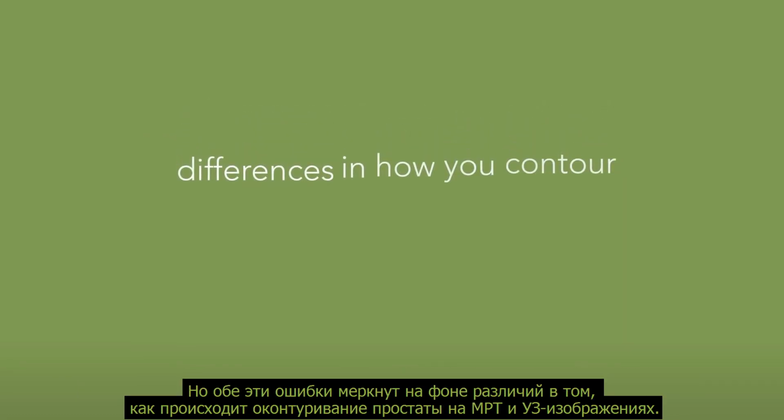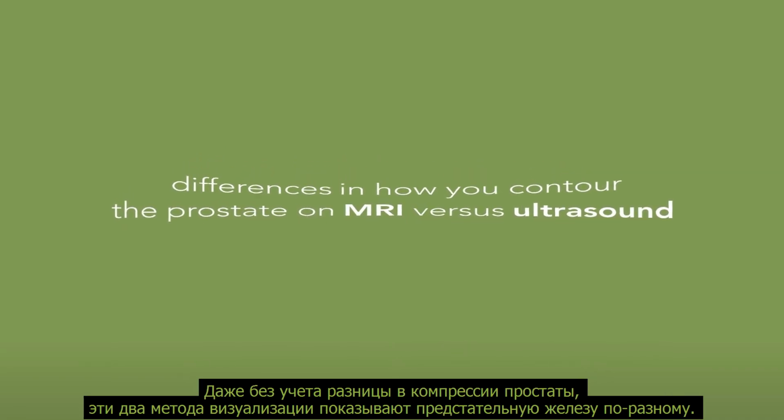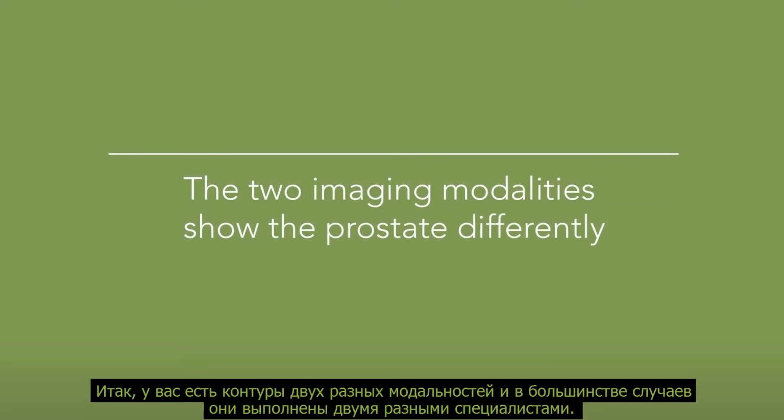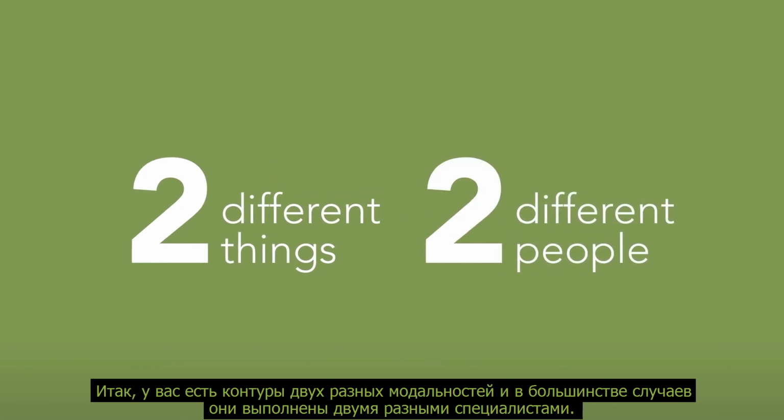But both of these errors pale in comparison to the differences in how you contour the prostate on MRI versus ultrasound. Even without compression differences, the two imaging modalities show the prostate differently, so you're contouring two different things. And in most cases, they're contoured by two different people.